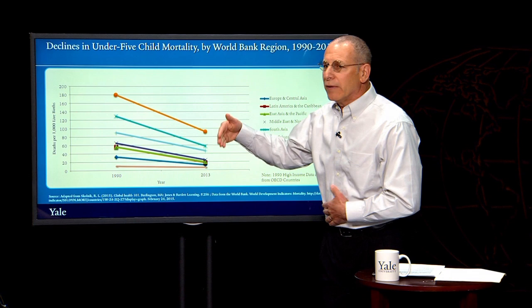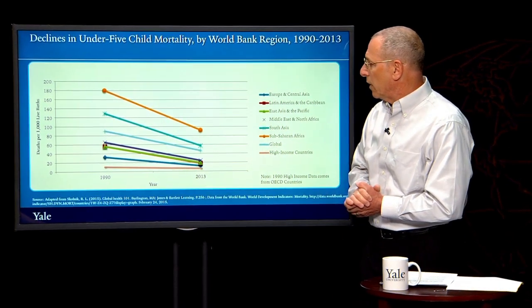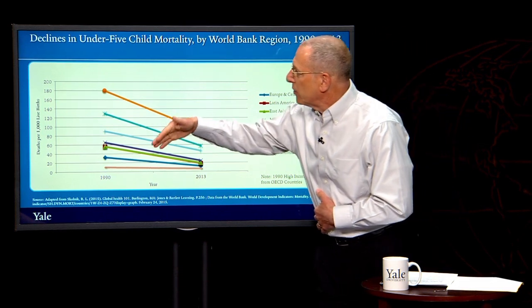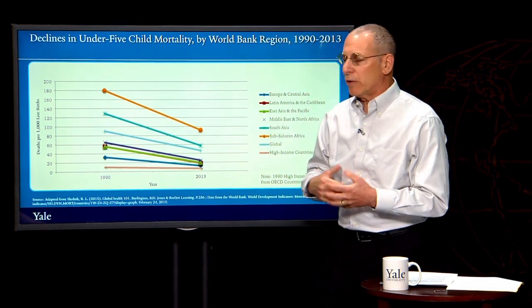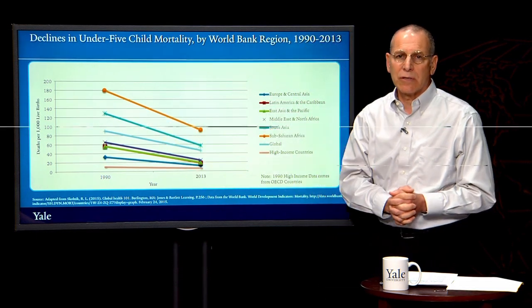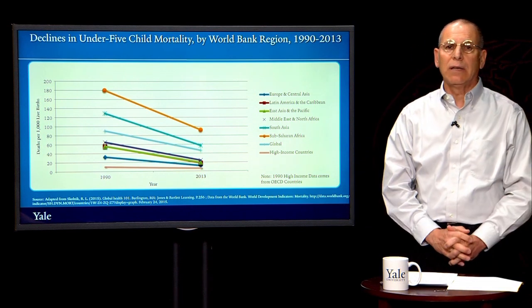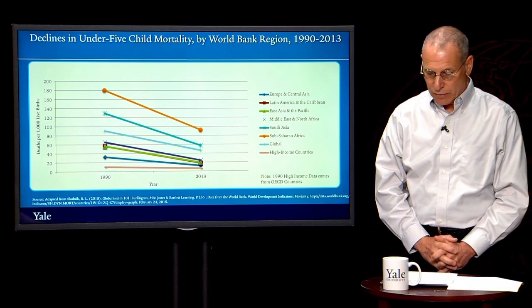But the good news here, and there's clearly good news, is that over this 23-year period, the number of deaths per 1,000 live births of children under 5 years of age has moved in the right direction in all regions of the world, and many fewer children are dying today than they did 25 years ago.